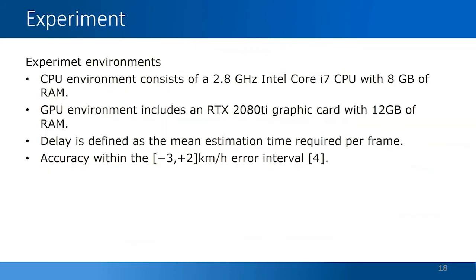This is the experiment part. We have a CPU environment and a GPU environment. Delay is defined as the mean estimation time required per frame. If the speed error is within this interval, -3 to 2, we consider it accurate.